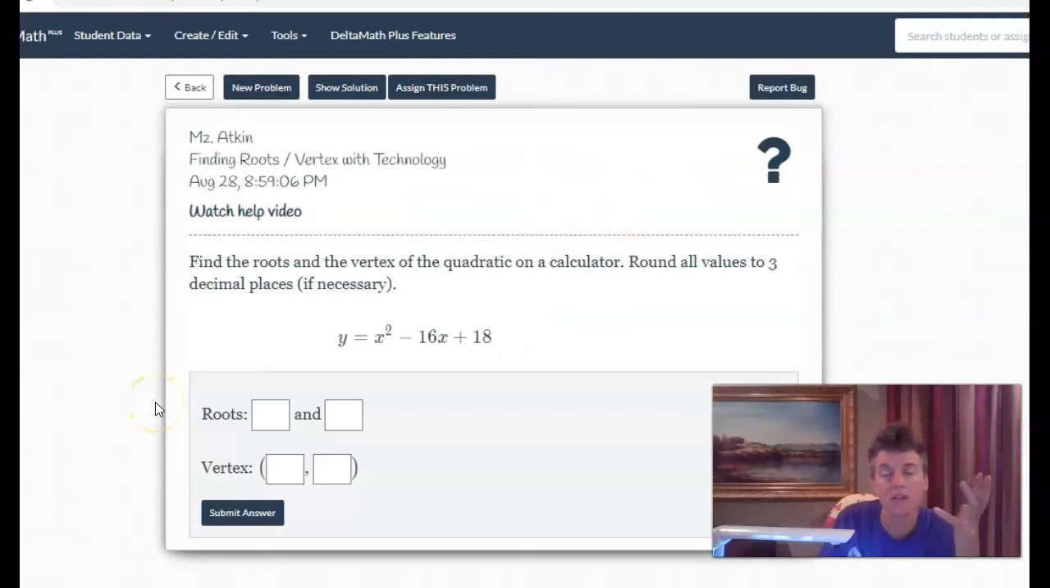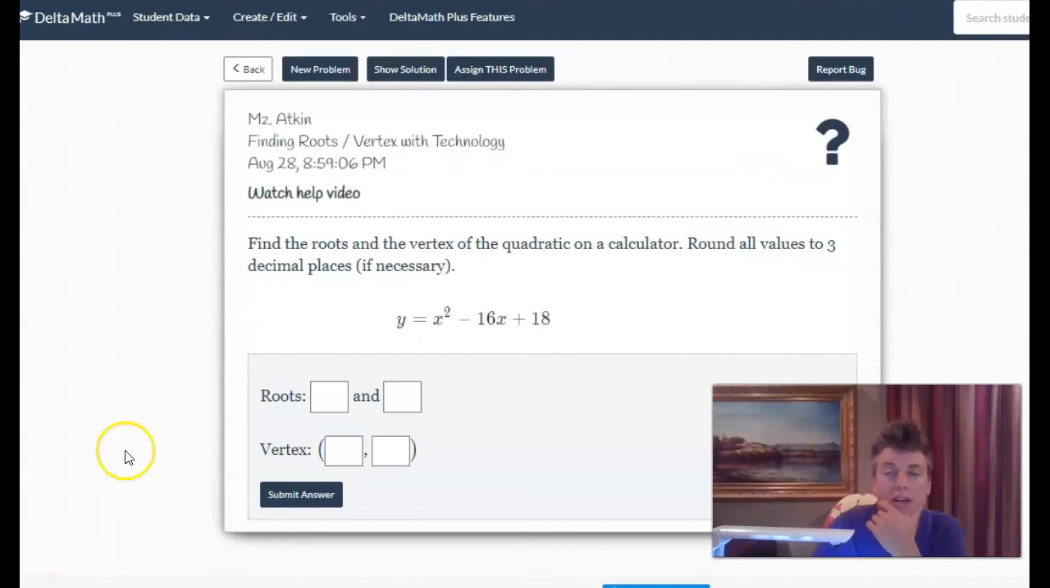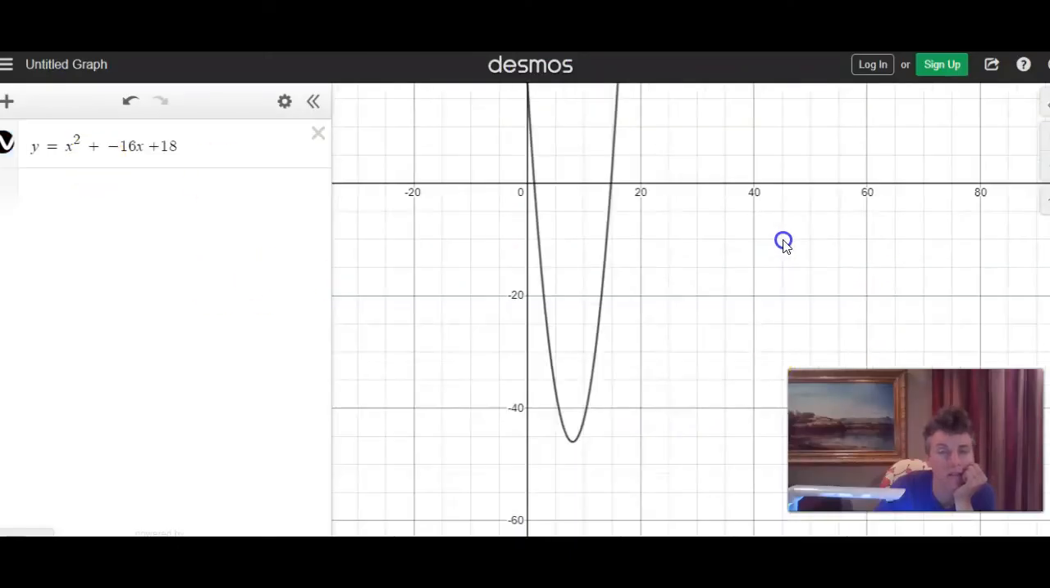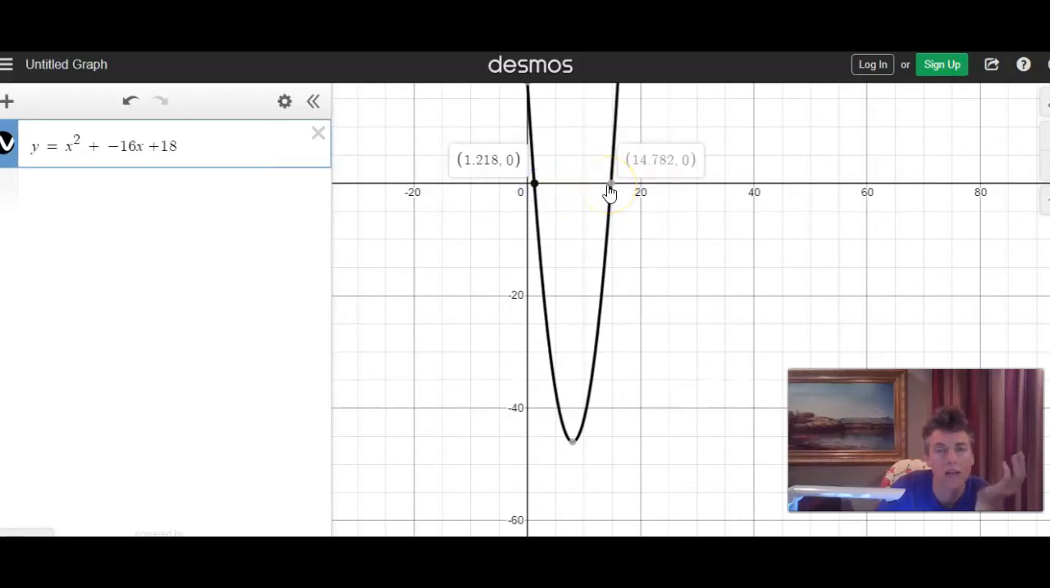Yay! Next, you're going to get some question like this. It's like, find the roots and the vertex of a quadratic on a calculator. Round all values to 3 decimal places if necessary. I'm going to say to you, friend, go to Desmos. Ask Desmos to do some work here. Plug in our function and we graph it, and we kind of move the graph around so that we can see these solutions. I just click on it and it's 1.218 and 14.782. Those are the roots, and there's the vertex.